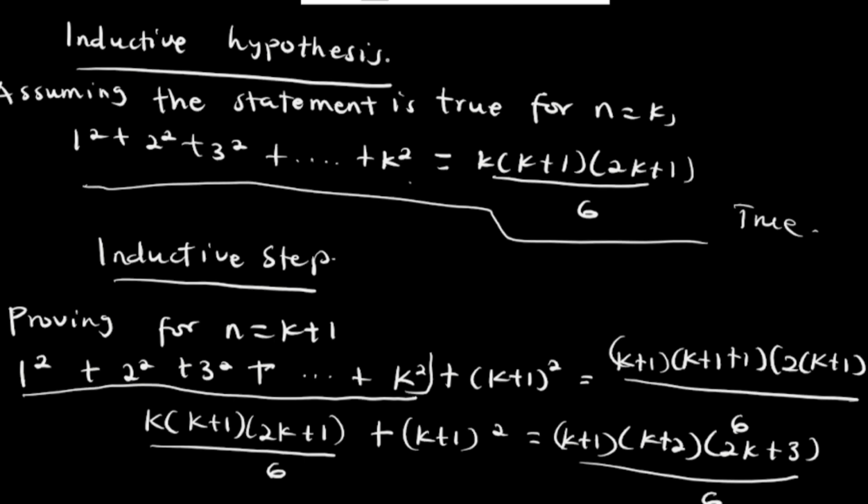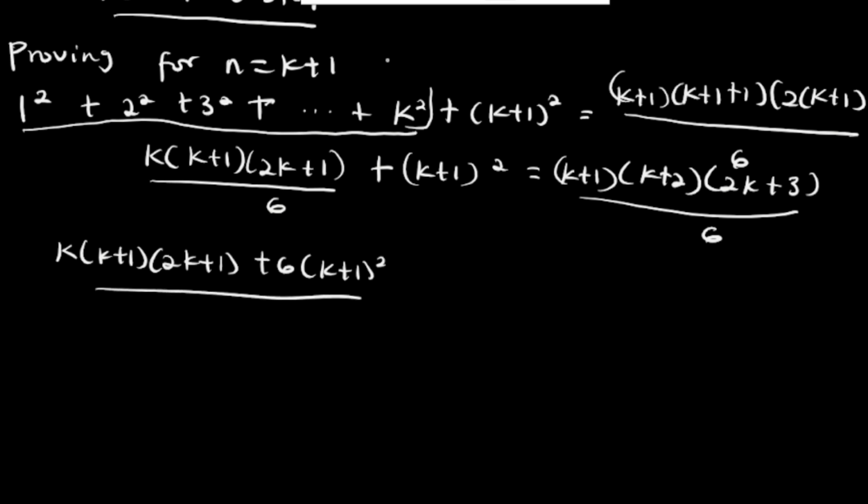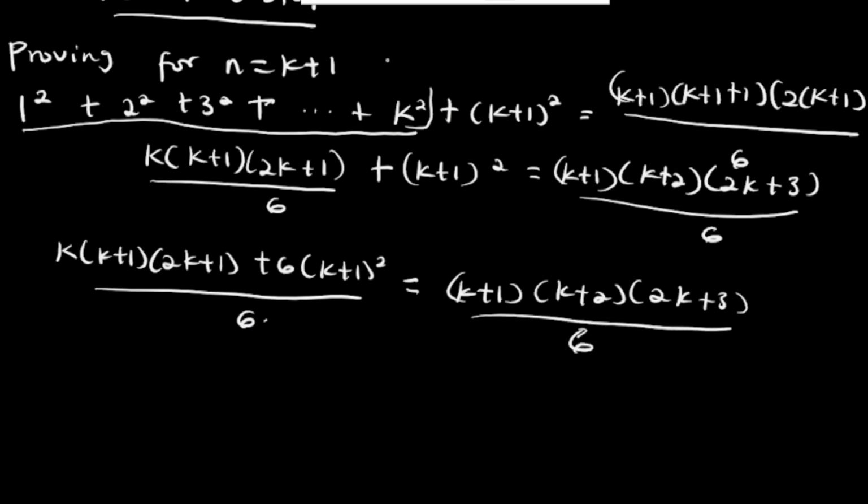So let's prove that our left hand side is still equal to our right hand side. So let's see. At this point, we know from algebraic expression you need to multiply this 6 by this. So you get k multiplying k plus 1, multiplying 2k plus 1, plus 6 multiplying k plus 1 all squared, all out of what? 6, right? This should be equal to what we have here, k plus 1 in one bracket, k plus 2 in another bracket, 2k plus 3 in the third bracket, all over 6.